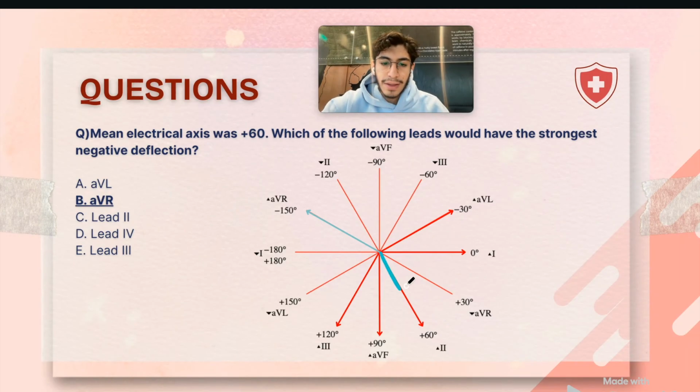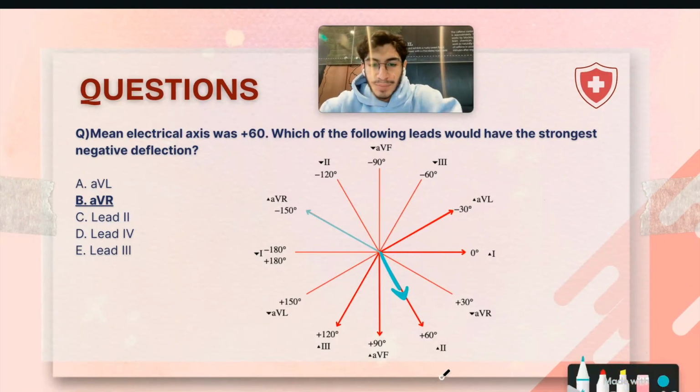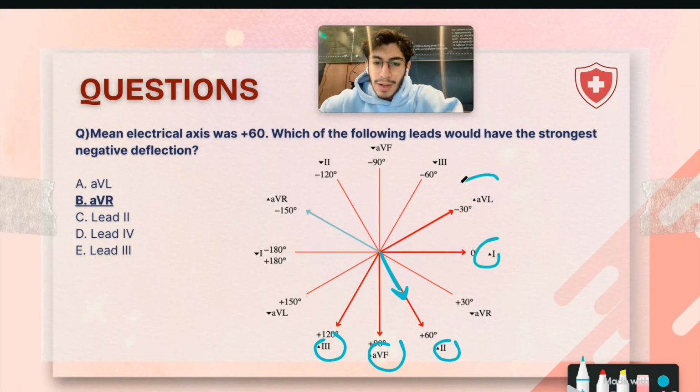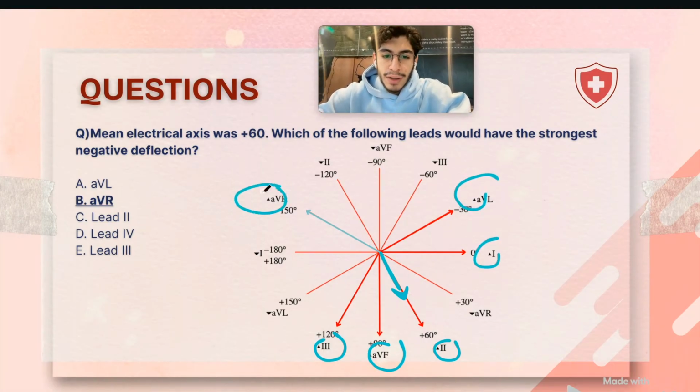We're looking at the angle, the mean axis is positive 60, right? So the mean axis is pointing this way. We want to look at which one would be the most negative. Lead 2 is most positive. This would be positive, right? They're all pointing this way. The only lead that's pointing away is lead AVR. Its lead is pointing like this, right?